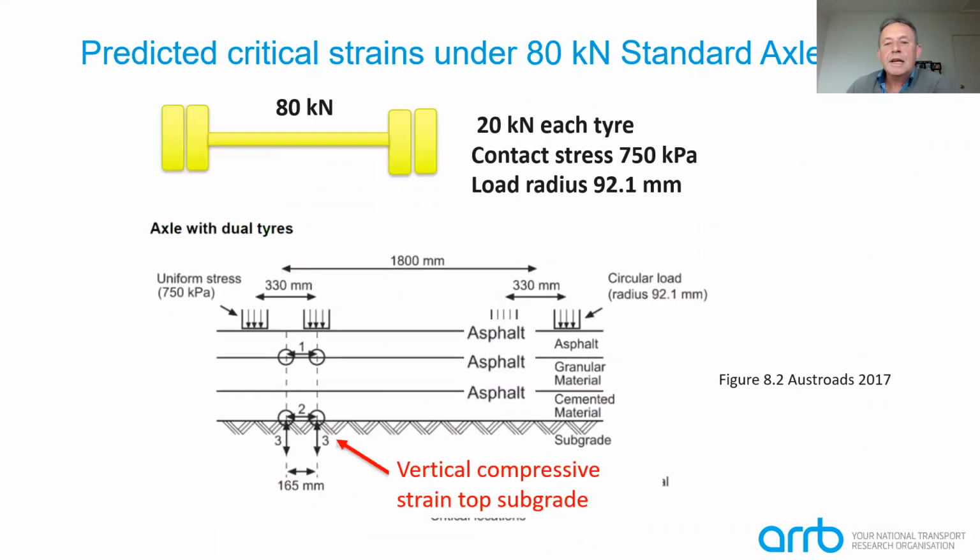So here's the standard axle configuration, 80 kilonewtons, 20 kilonewtons on each tyre. The contact stress that we use is 750 kPa. We have a set radius of the load, a circular load it's characterised as, and we're calculating the critical strains on the top of the subgrade, both between a set of tyres and under one of the tyres, and you take the maximum of those two values and use that in the performance relationship.